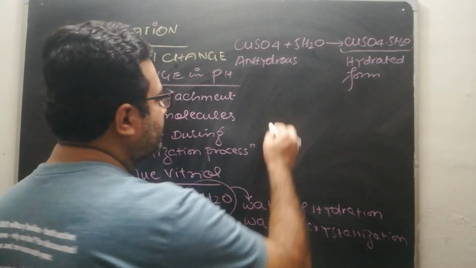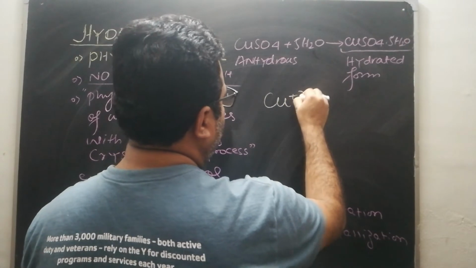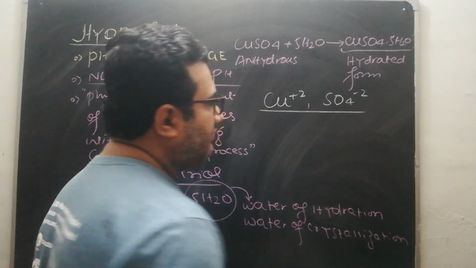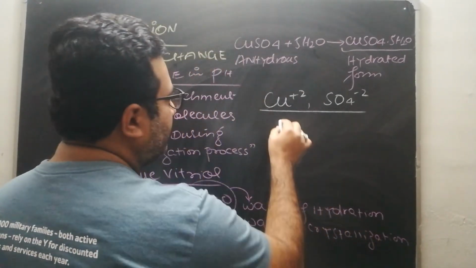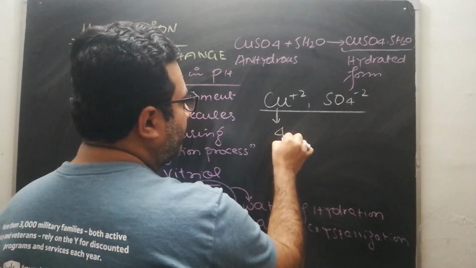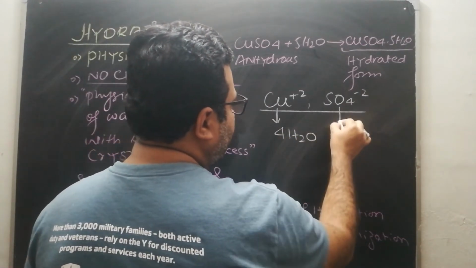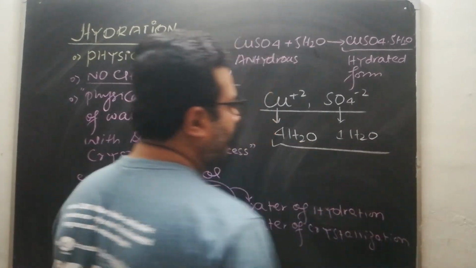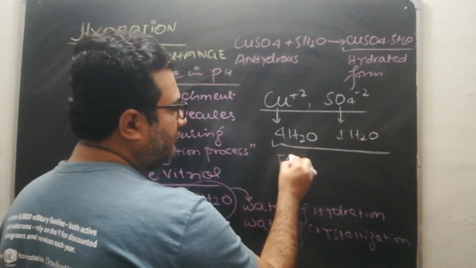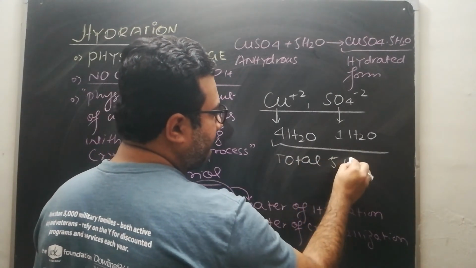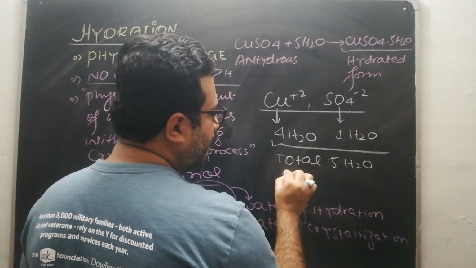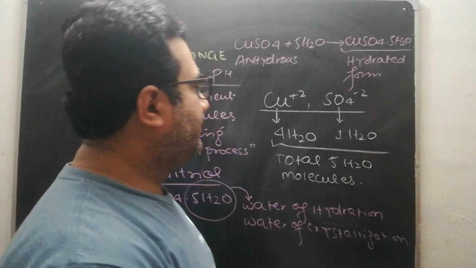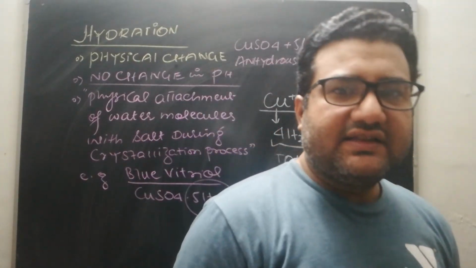Now in case of copper sulfate, when we perform some calculations, it is seen that with copper ions there are 4 water molecules which are attached, and with sulfate ion only 1 water molecule is attached. And in total there are 5 water molecules which are attached to it. Now the question arises: why?